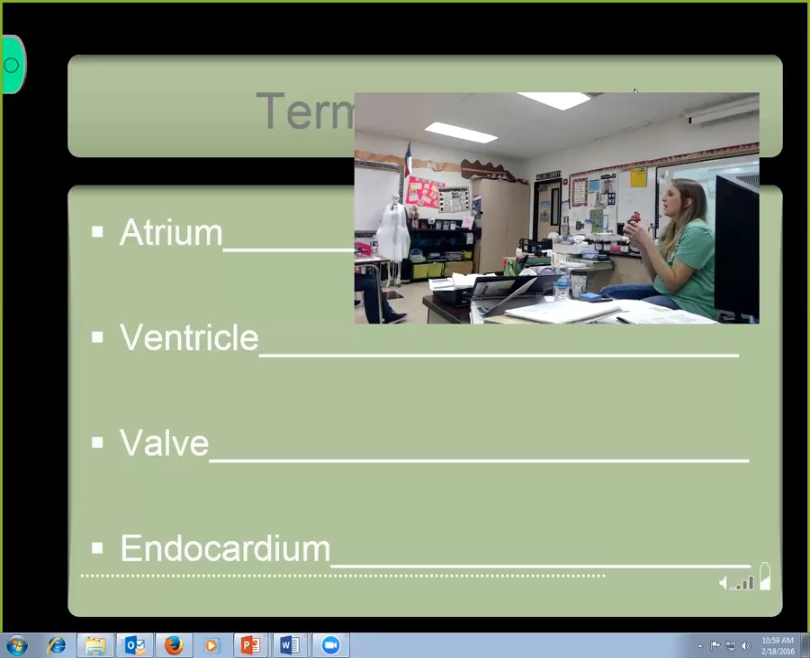Anyway, so that's those. The other 2 valves are called semilunar valves. If you look at your heart like this, if you turn it upwards, you can see the other 2 valves. They go into blood vessels.